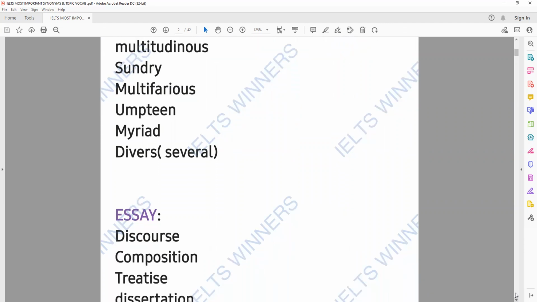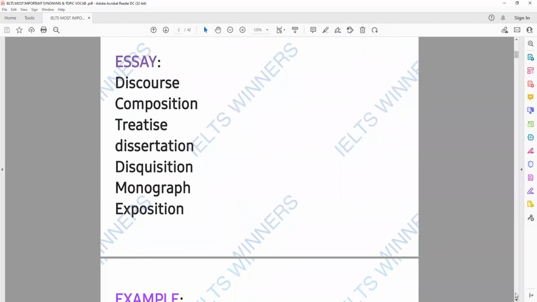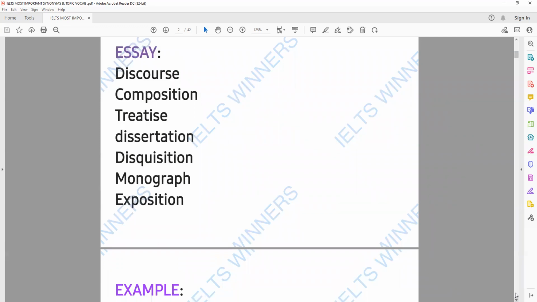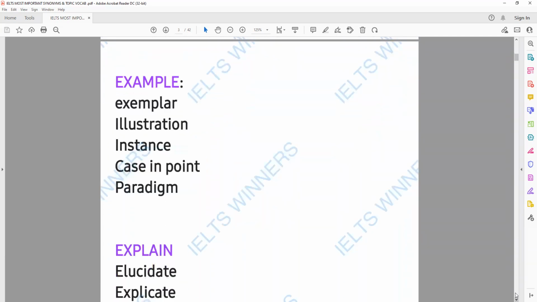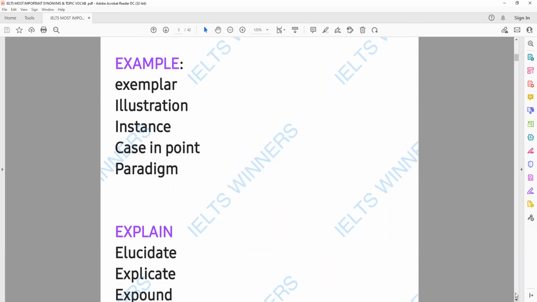Diverse means several. Next common word is essay. So you can write all these words instead of essay: discourse, composition, treatise, dissertation, disquisition, monograph, and exposition. Next common word is example: exemplar, illustration, instance, case in point, and paradigm.